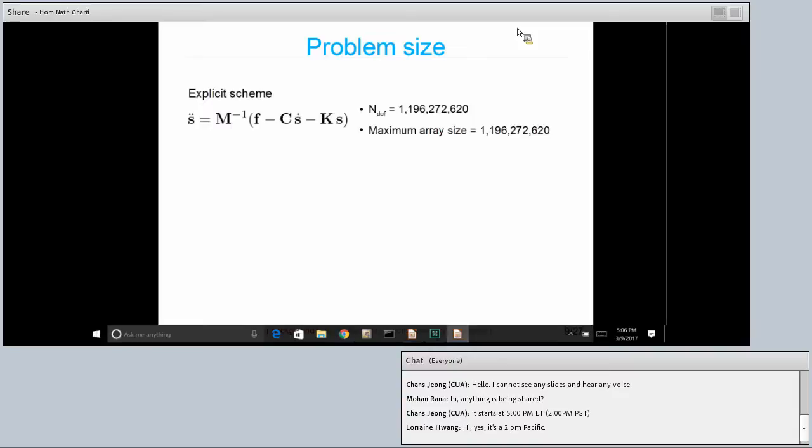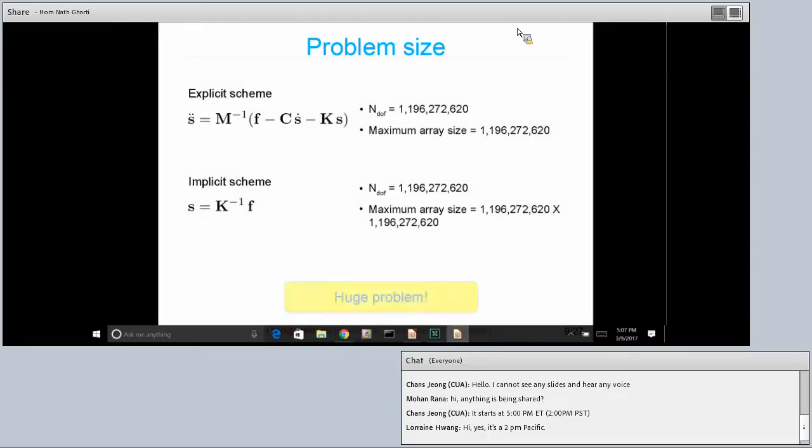But to solve this equation in a complete sense, we also have to solve this equation in the implicit framework, and then we must invert the stiffness matrix, which is generally not diagonal. That means the maximum array size that we will be dealing with is insanely huge, more than 1 billion by 1 billion, and you can imagine that this problem simply cannot be solved. So how can we solve this problem? Or how can we mitigate this huge problem?